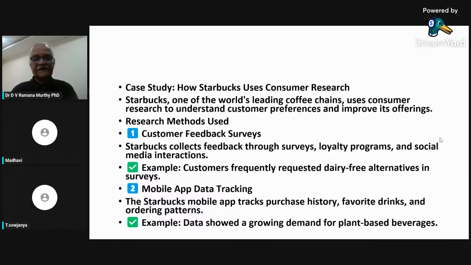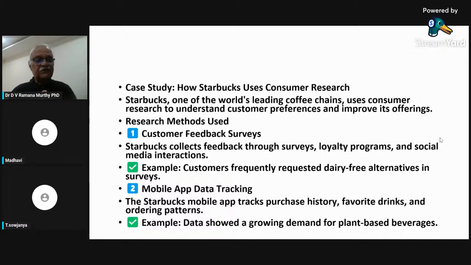So, for example, customers frequently requested dairy free alternatives in the surveys. Please note, a very important point here I'm mentioning: how customer preferences will be recognized and taken in. Here, the example of customer surveys: the customers of Starbucks requested dairy free alternatives. That means no milk. How do they handle it? We shall come to that just now. The customers were requesting dairy free alternatives in the service. That's one. We keep it at that.